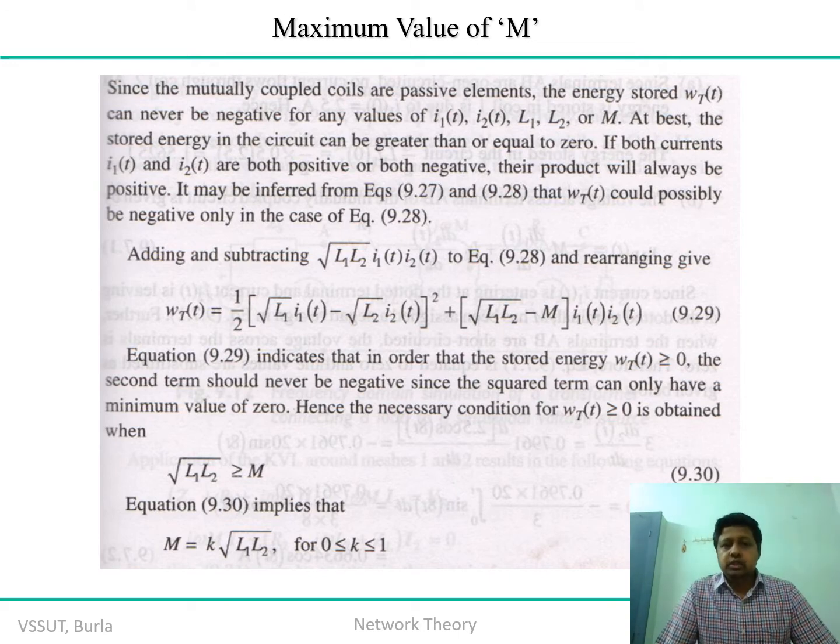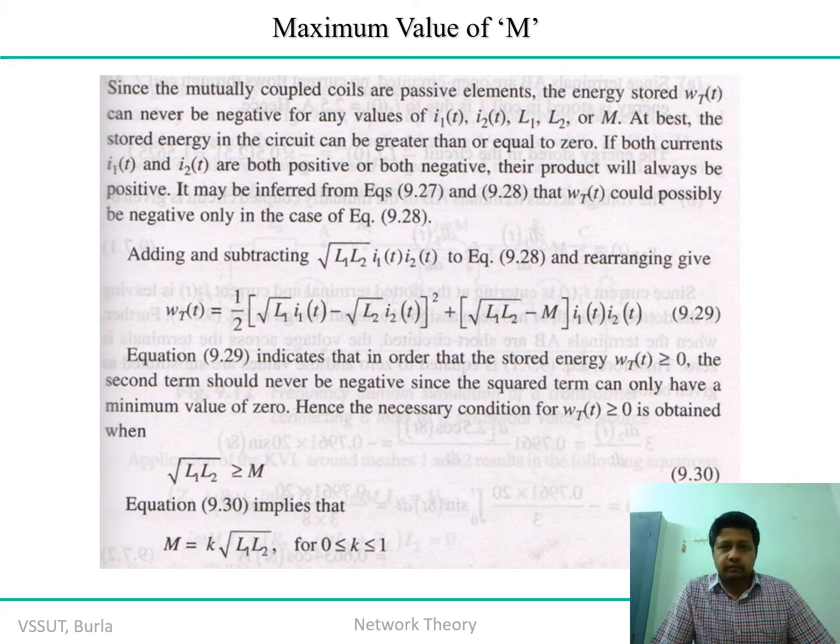If you substitute this value by considering k equal to M over root of L1 L2, you obtain the modified equation 9.29. From here you can see that the first factor is half of the square of root L1 I1 minus root L2 I2. This term can't be negative. So to keep the expression always positive, the second term, root over L1 L2 minus M, should always be greater than or equal to 0.